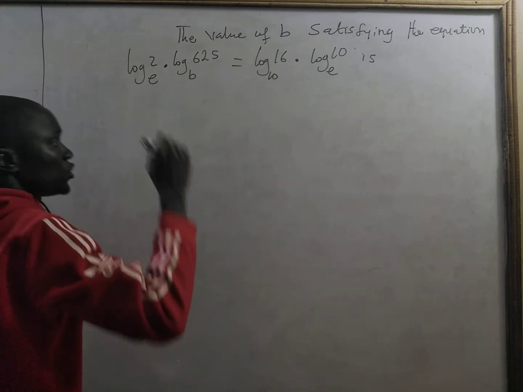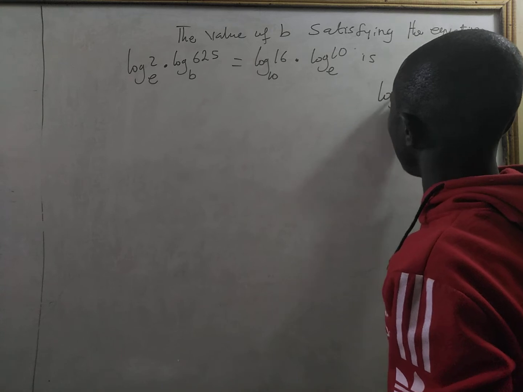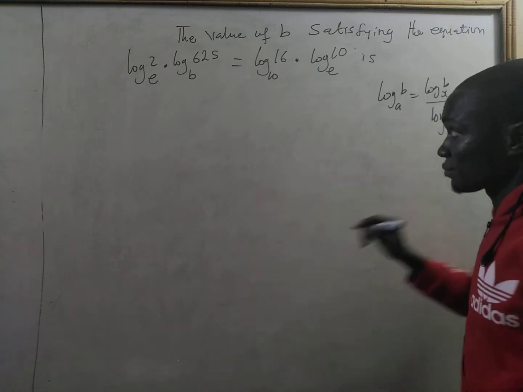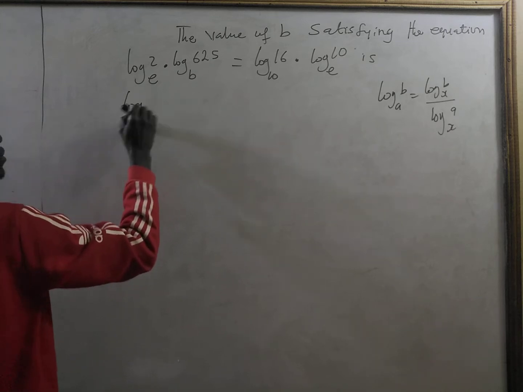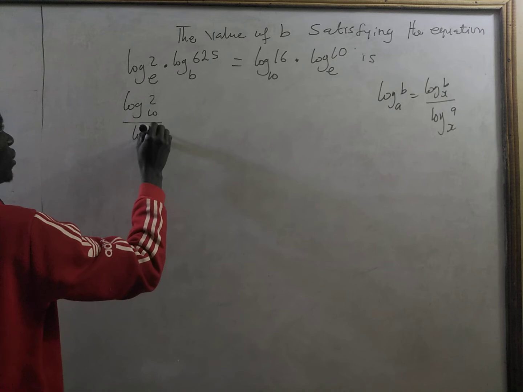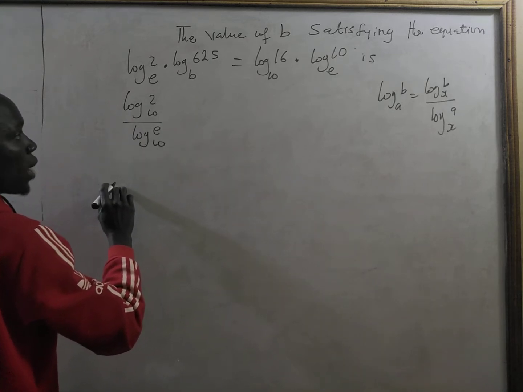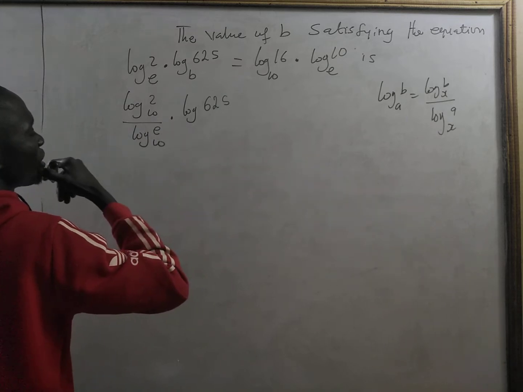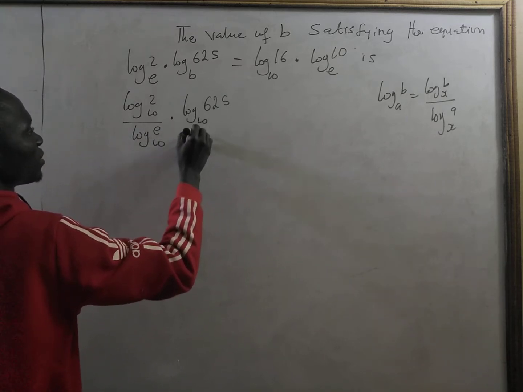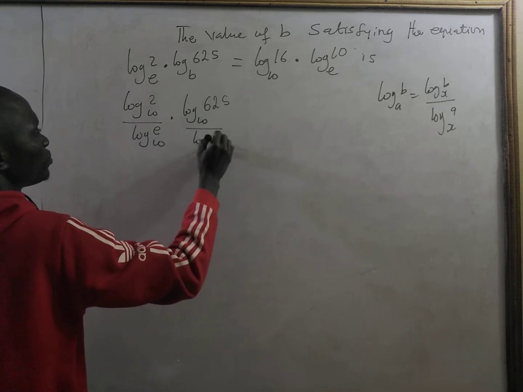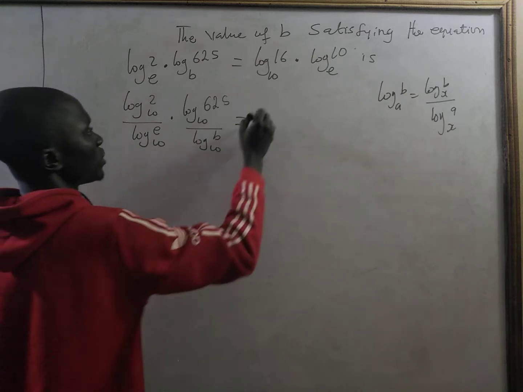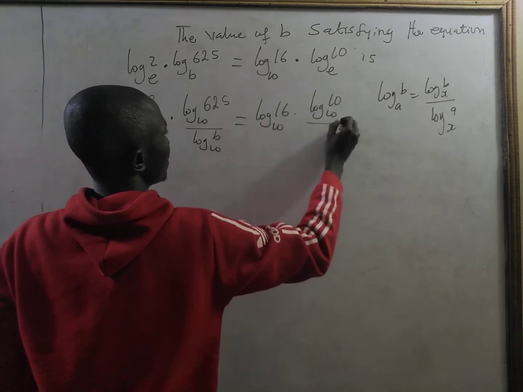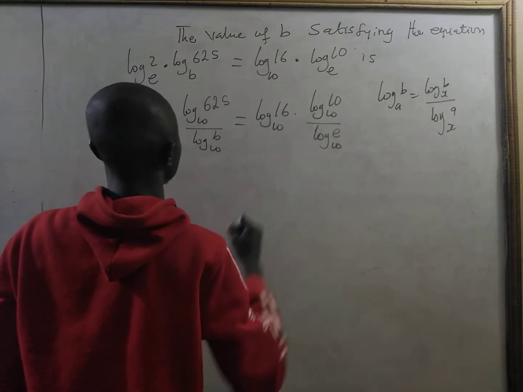We know that from the change of base, if you have log b base a, it's equal to log b base x divided by log a base x. So this one will become log 2 base 10 divided by log b base 10, times log 625 base 10 divided by log b base 10, equal to log 16 is already in base 10 times log 10 base 10 divided by log e base 10.